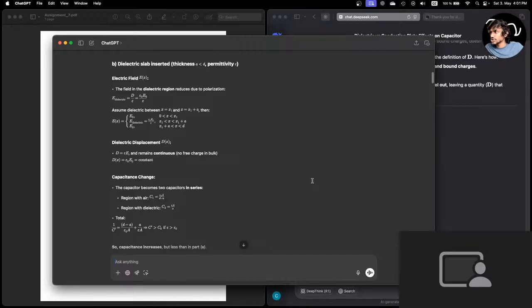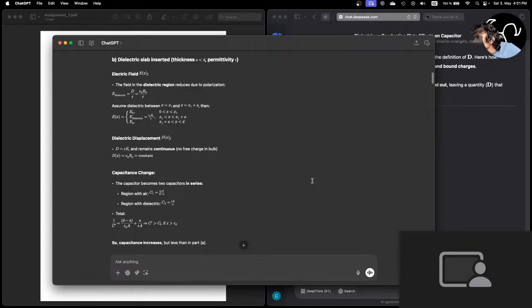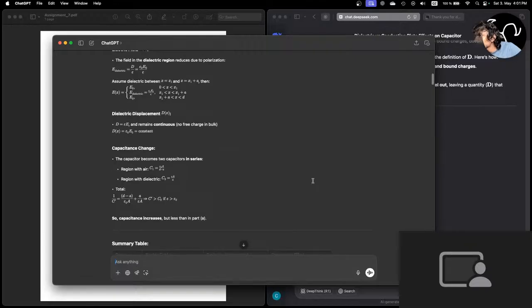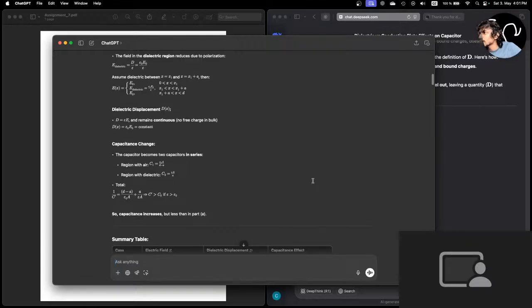Capacitance change. The capacitor becomes two capacitors in series. That's when... I don't think that's how it works.